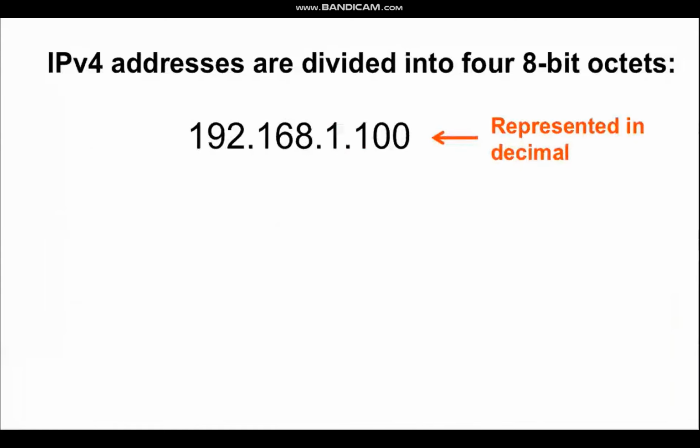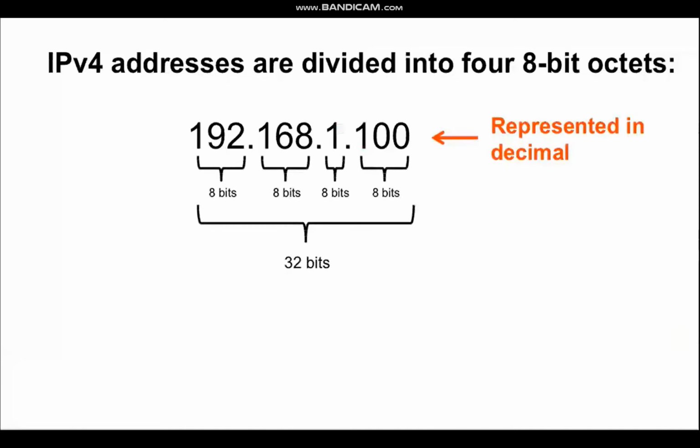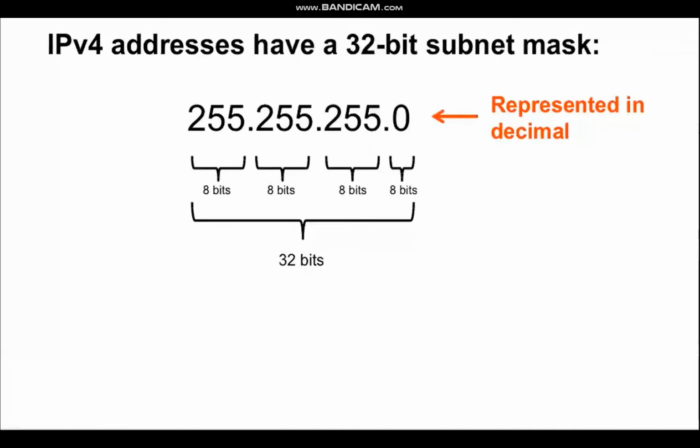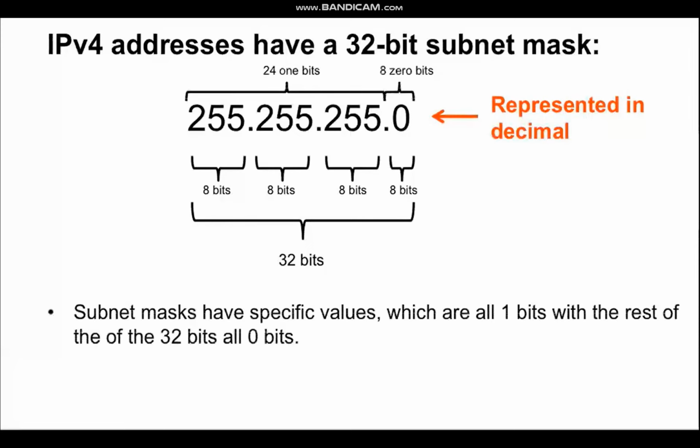IPv4 addresses are 4 decimal numbers separated by a decimal, with each representing 8 bits for a total of 32 bits. IPv4 addresses have a 32-bit subnet mask also represented in dotted decimal notation. Subnet masks are a contiguous string of ones, with the rest of the mask being all 0 bits.